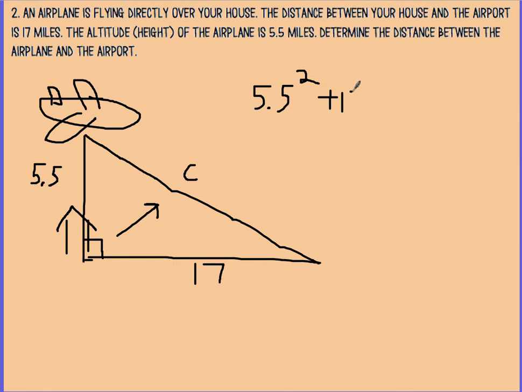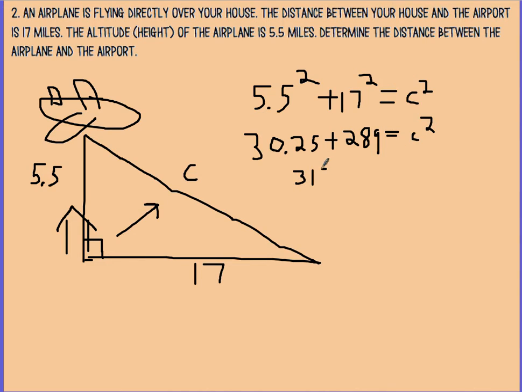5.5 squared plus 17 squared equals C squared. And go ahead and do 5.5 squared. That's not one that I have memorized, so I'm using my calculator here. So 30.25 plus 289, and that's going to equal C squared. So we'll add them together. 319.25.